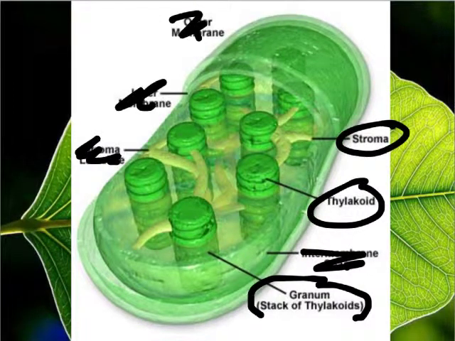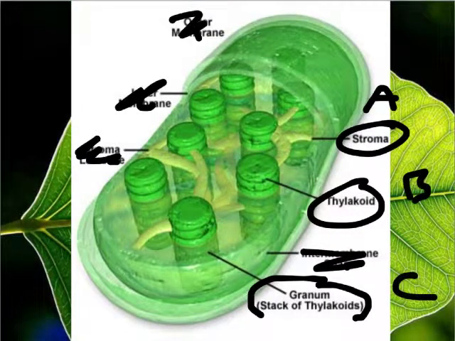What I might do is label these, cross out obviously the term, put A, B, and C, and then ask you questions like, where does the light reaction of photosynthesis occur? Well, that'd be right there. Where does the dark reaction occur? Well, that's in the A, the stroma. Where are sugars produced? That's A, the stroma. Questions like that would be good to have on the test.